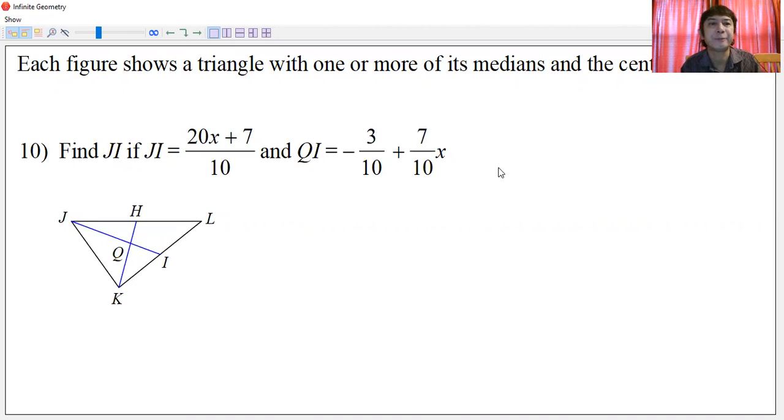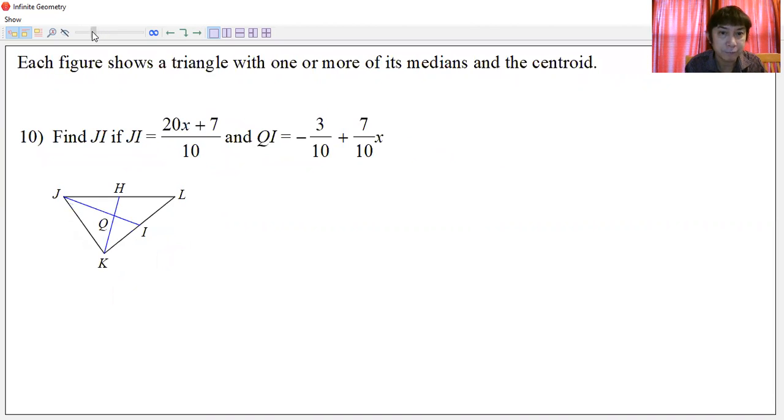Okay, here's number 10. All right, let's make the display a little smaller so we have more space to write on. Let me shrink it a little bit. All right, that'd be good enough.